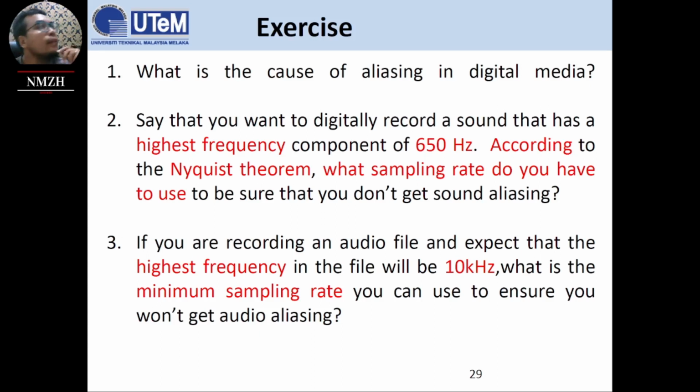Fs at least, and larger than 2 Fmax, right? So if you want to digitize and record a sound that has a highest frequency of 650 Hz, according to the Nyquist theorem, what sampling rate should you use so that you don't get aliasing? So yeah, 2 Fmax. I think you know the answer. And followed by number 3, right?